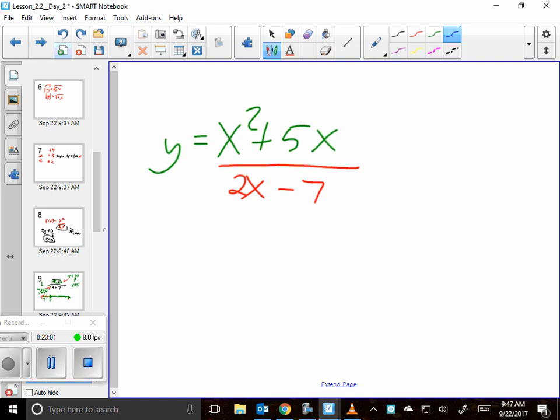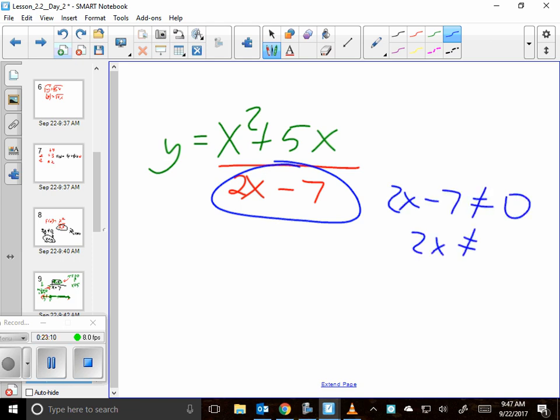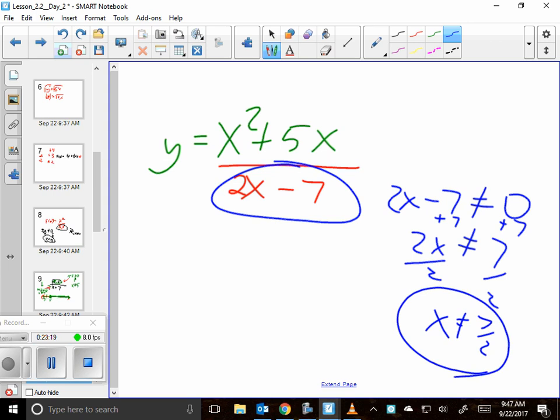All right, hopefully you noticed that the denominator is supposed to be set not equal to 0. So you go 2x minus 7 not equal to 0. Add 7, 2x not equal to 7. And then I'm dividing by 2, dividing by 2. x cannot equal 7 halves. Is that a good domain? Nope, because I didn't say all the things that do work.